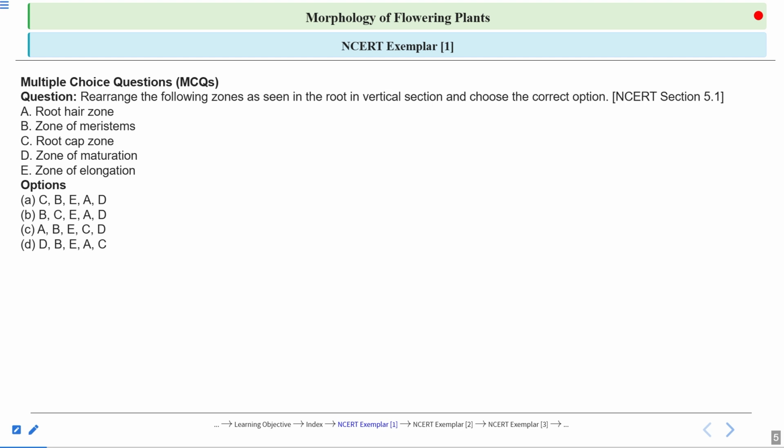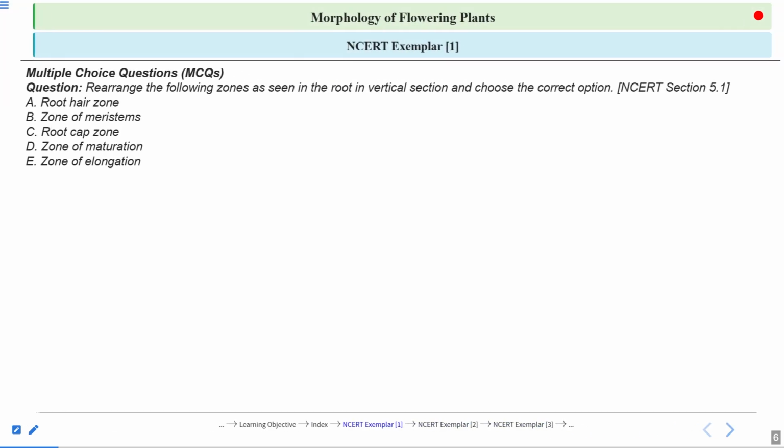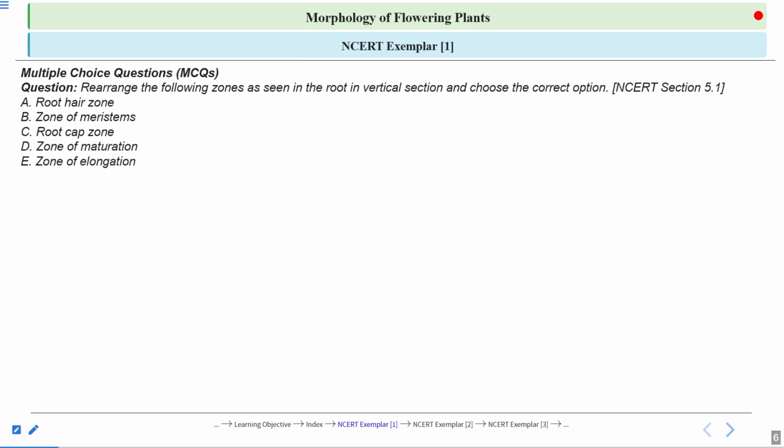So you have to correctly organize according to the vertical section, right? So the options are: A, option A, C, B, E, A, D. Option B, B, C, E, A, D. Option C, A, B, E, C, D. And option D, D, B, E, A, C. Let us see the answer of this question. So this was the question. The correct answer is C, B, E, A, D.